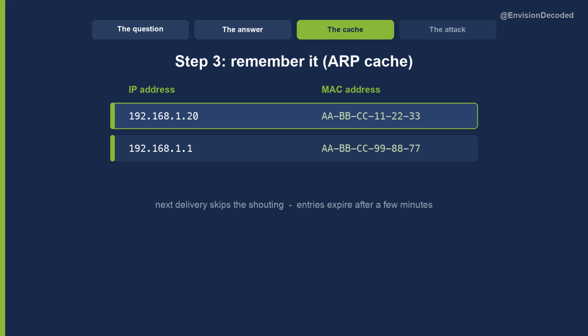Step 3 is memory. Your laptop stores that pairing in its ARP cache, a little table of IP to MAC mappings, so the next delivery skips the shouting entirely. Cache entries expire after a few minutes, so stale answers do not linger forever.